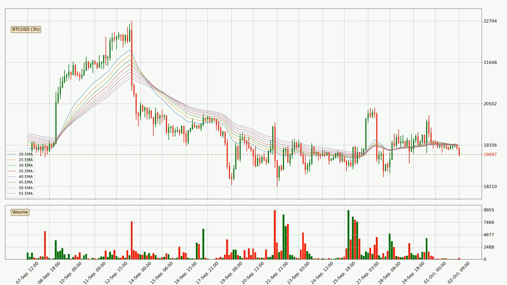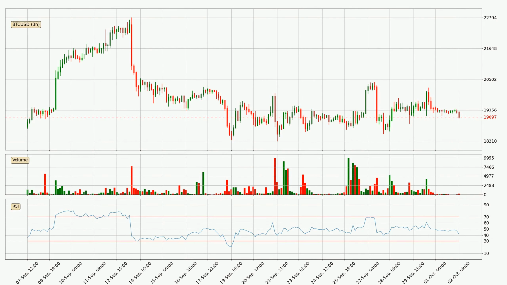Looking at the 3-hourly relative strength index, the current 3-hourly RSI is at 42, so there are currently no signs of the crypto being overbought or oversold.